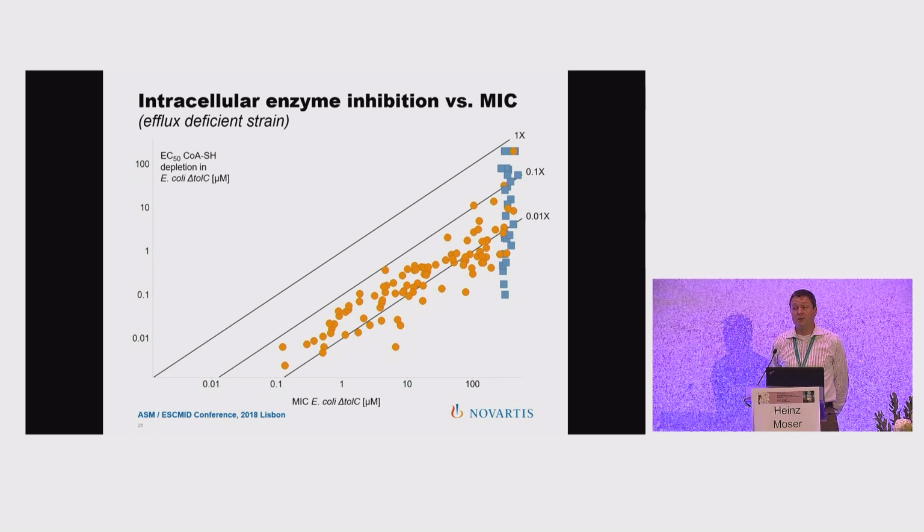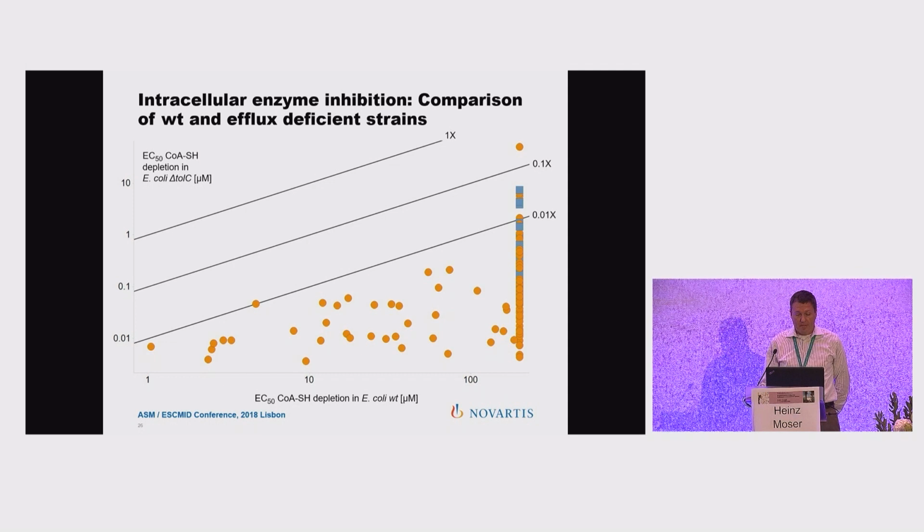Really, we didn't know that when we started out, but I think it's statistically a pretty significant finding. So that was helpful for us to understand. So the second one here is now we do the same. We measure that enzyme inhibition, but now we compare the delta tolC again. We use that as a surrogate, be it right or not, against the wild type.